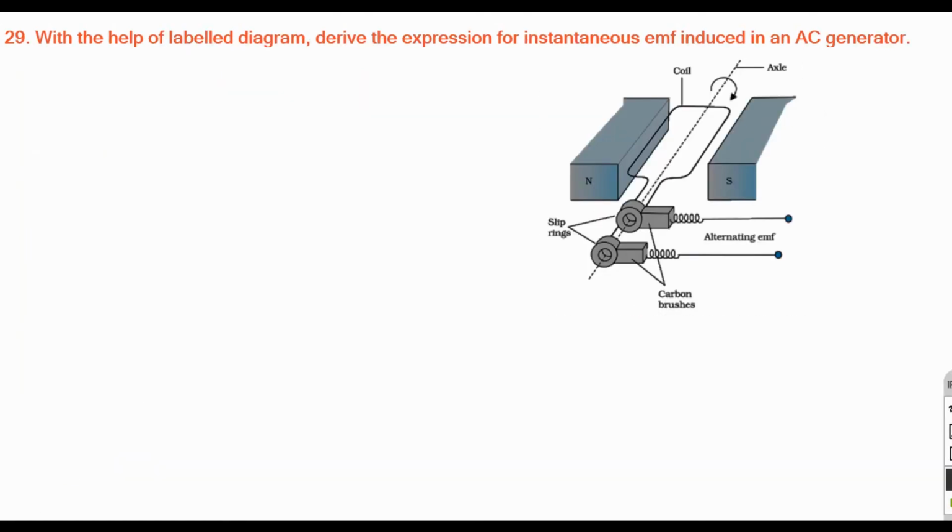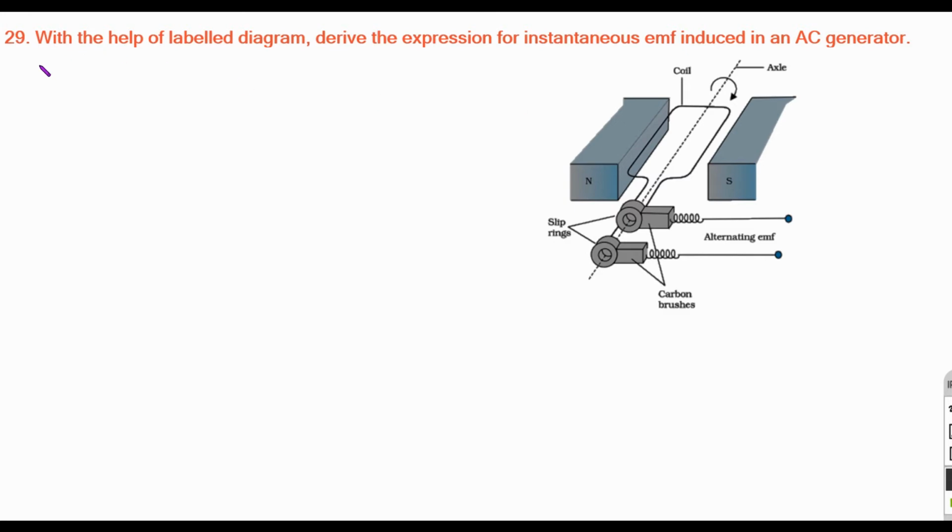Next, moving on to the 29th question. With the help of a labeled diagram, derive the expression for the instantaneous EMF induced in an AC generator. So here we have drawn a labeled figure of an AC generator. They are asking us to find out the instantaneous EMF induced in it.